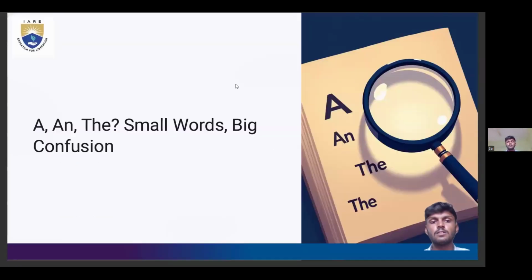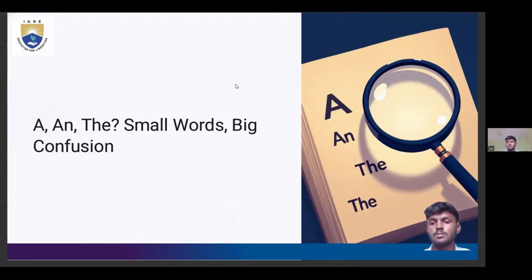A and the: small words, big confusion. Articles are words that define a noun as specific or unspecific. A and an are called indefinite articles. They refer to something general, not specific. The is called a definite article. It refers to something specific that the listener already knows. Even though they are tiny words, using them incorrectly can change the meaning of a sentence or make it sound vague.